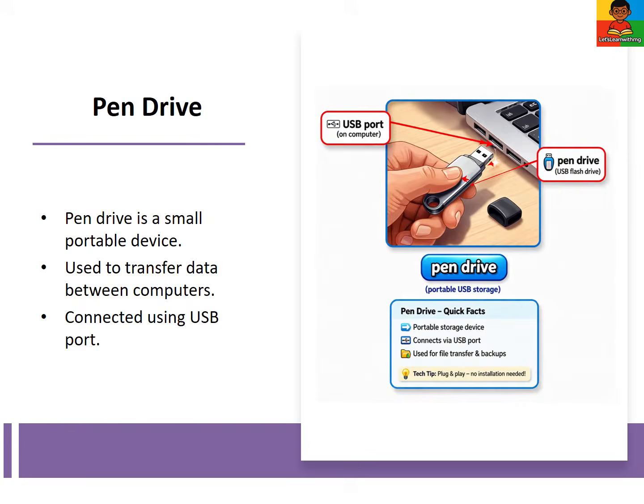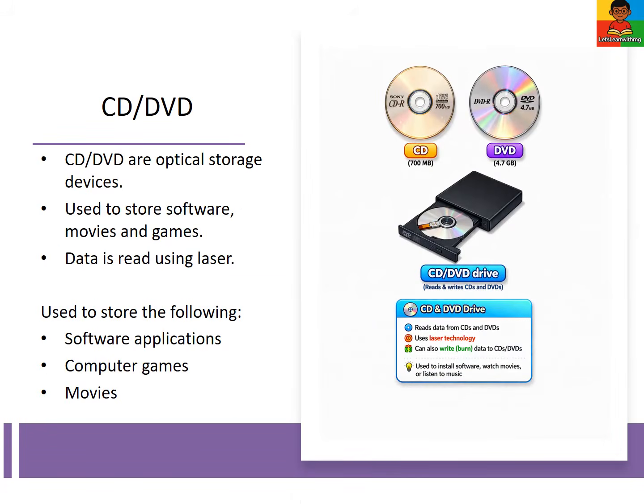A pen drive is a small, portable device used to transfer data between computers. It connects to the computer using a USB port. CD and DVD are optical storage devices. They are used to store software, movies, and games. Data is read from them using a laser. CD/DVDs store software applications, computer games, and movies.